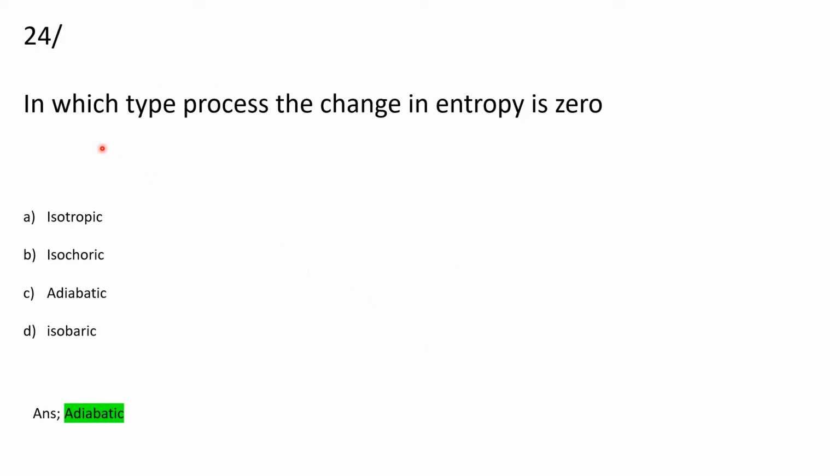Then in which type of process is the change in entropy 0? And here the options are isothermal, isochoric, adiabatic and isobaric. And the answer, we all know that in an adiabatic process the change in entropy is 0.